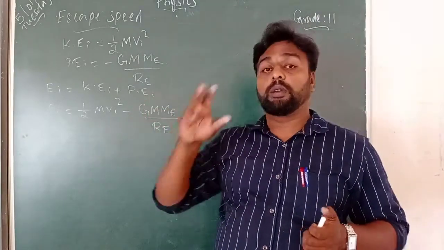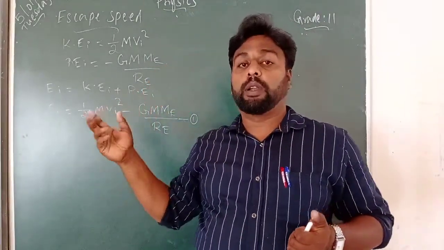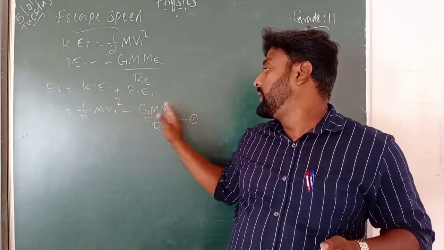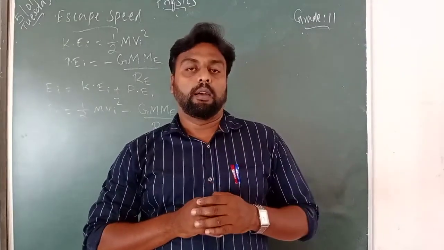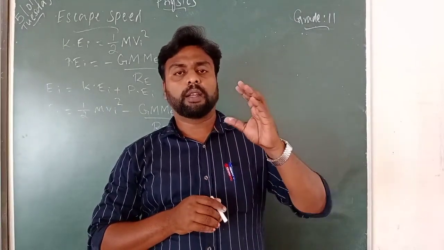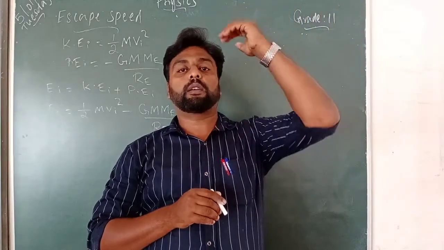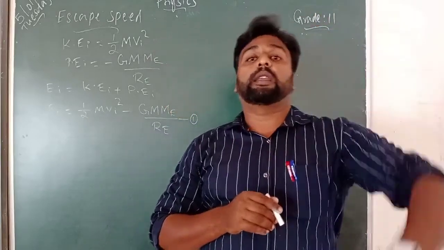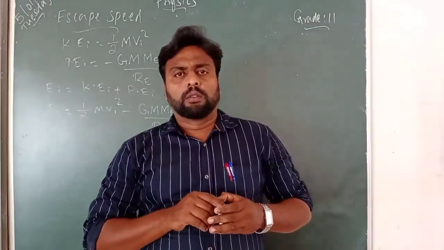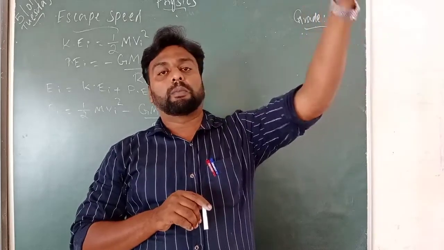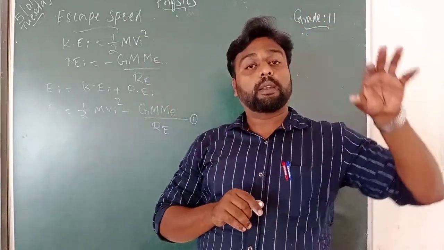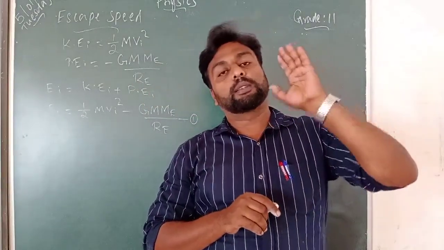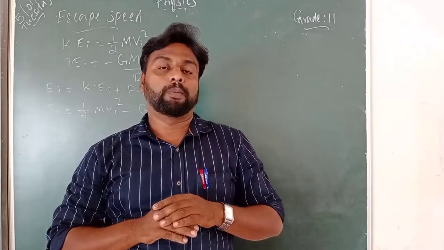When you are throwing an object upward, the total energy you will get is half M Vi square minus G M ME by RE. Now assume that you are throwing this object very far from our height, that we can keep as infinity. So at this position, the kinetic energy is 0 and the potential energy is also 0.